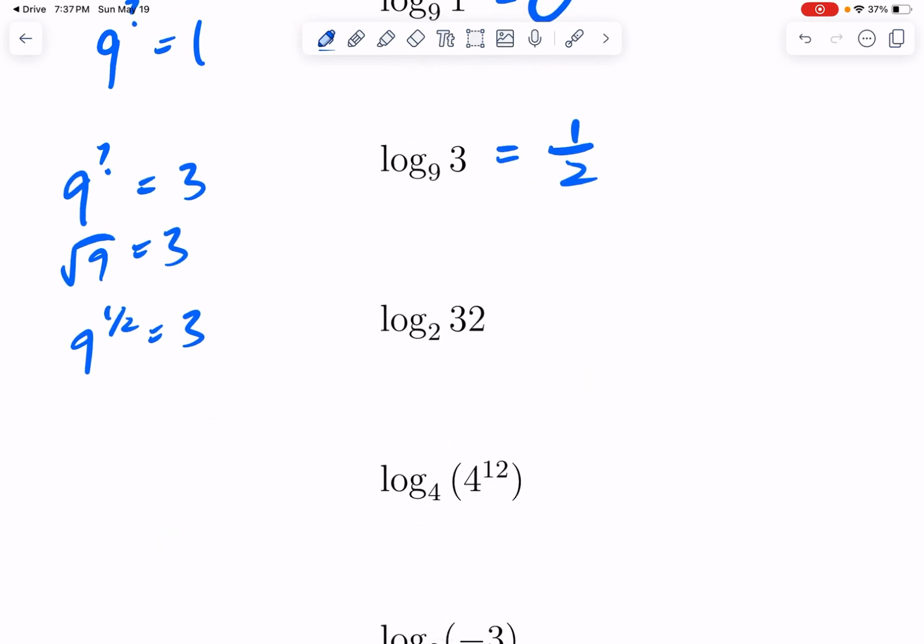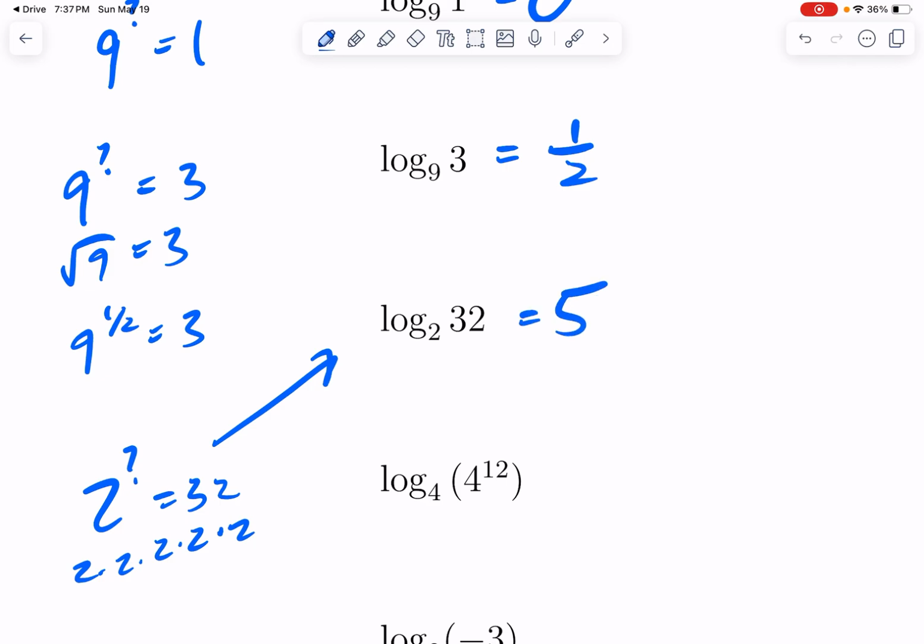For this one here, we're thinking which power of 2 gives us 32? And maybe you don't have that memorized, but you can experiment. 2 times 2 times 2 times 2 is 16, but 1 more is 32. So this is the 5th power.